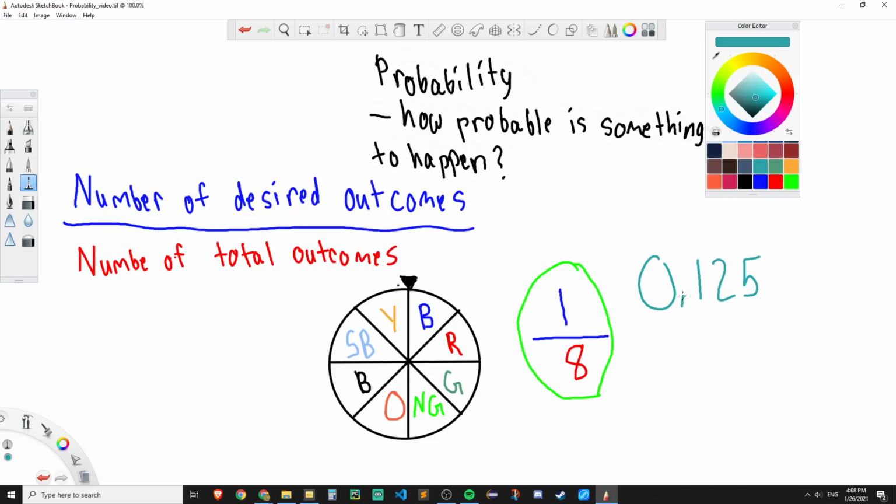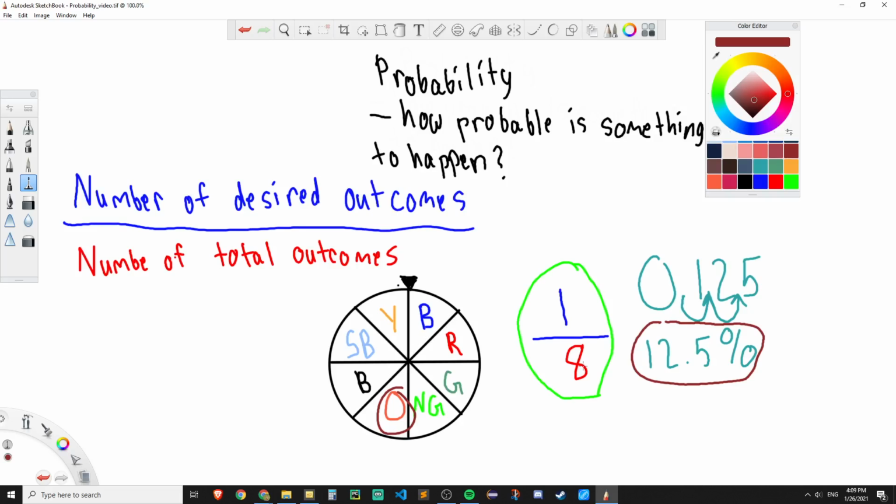So that would be 100 times, so it would be 12.5%. This right here, let me do that in this color. This right here is our probability. Okay.